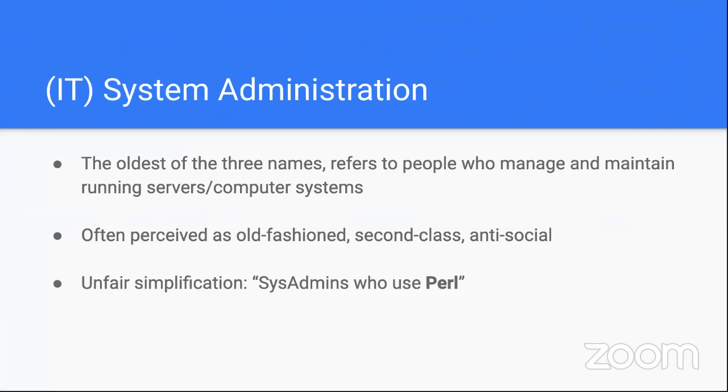IT, system administrators. This is the oldest of the three names. This is the original kind of thing that companies had back in the 70s, 80s and 90s. You bought a big mainframe computer from IBM or whatever, and you run it. It goes in its own room. You connect to it, all kinds of old-fashioned computer stuff. And there are people who basically make sure that thing keeps working and perform maintenance, perform updates. They're who you call when your computer isn't working.